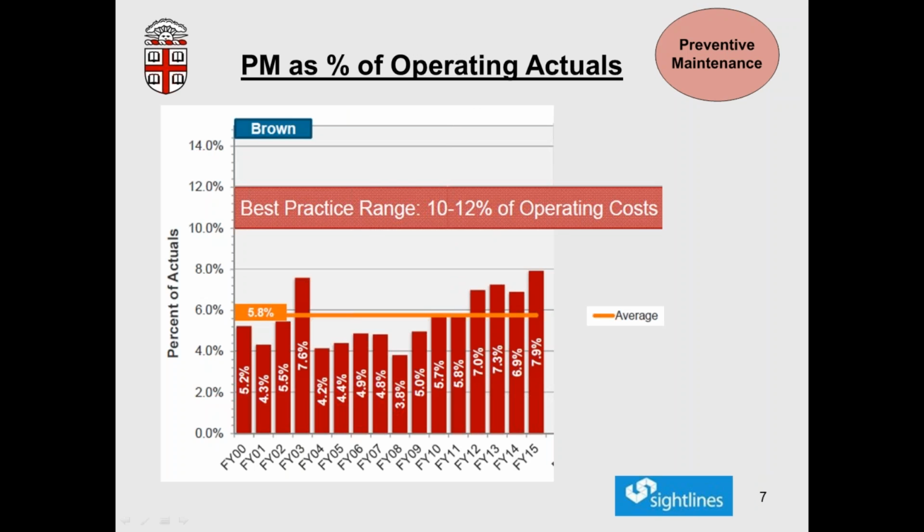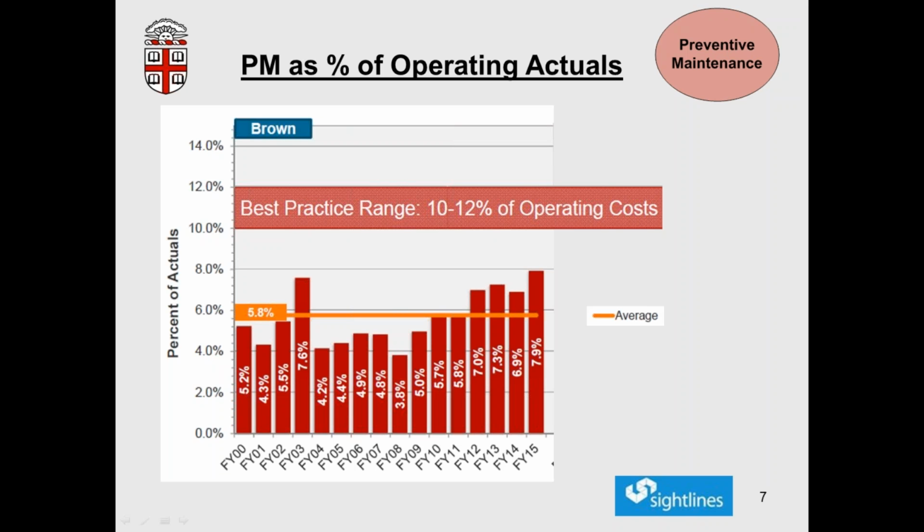So here's another graphic from Sightlines as well. And what this one shows is, according to all of their numbers, best practice range is to spend roughly 10 to 12% of your operating cost, your budget, on preventive maintenance. And where Brown has been running, we've been increasing that spend slowly over time, not by increasing our overall budget, but by reallocating our budget into preventive maintenance.